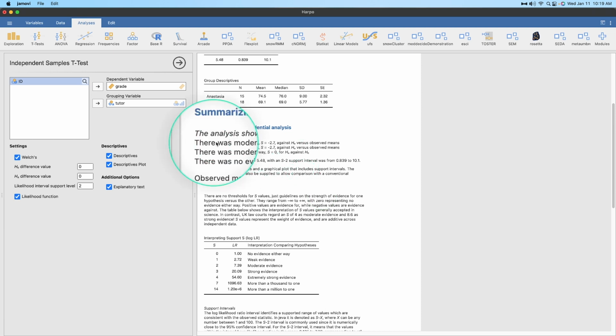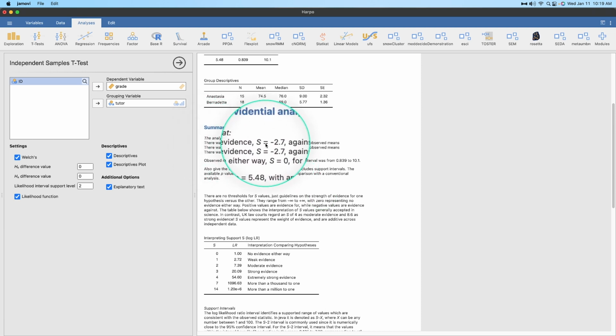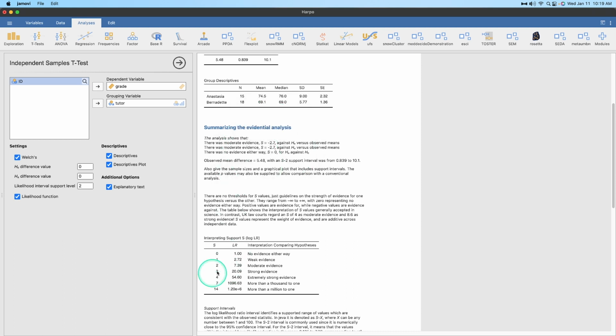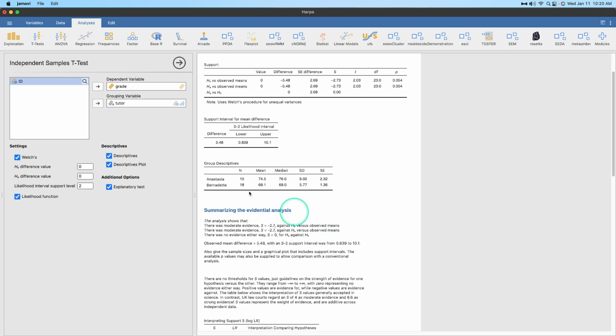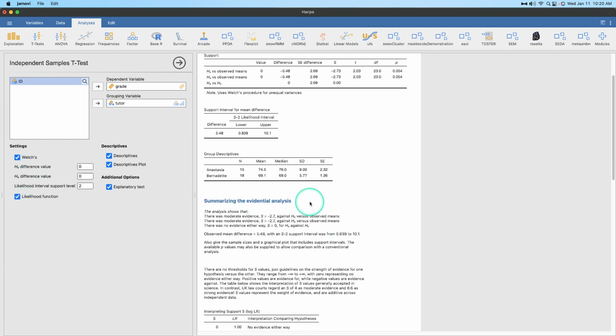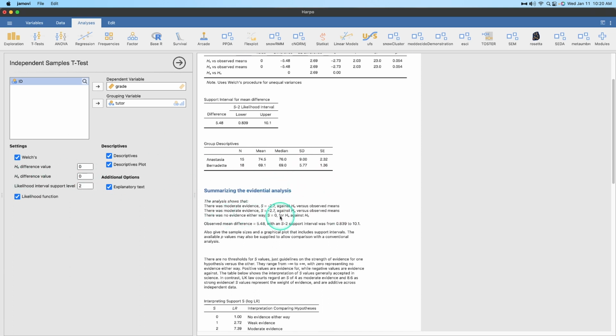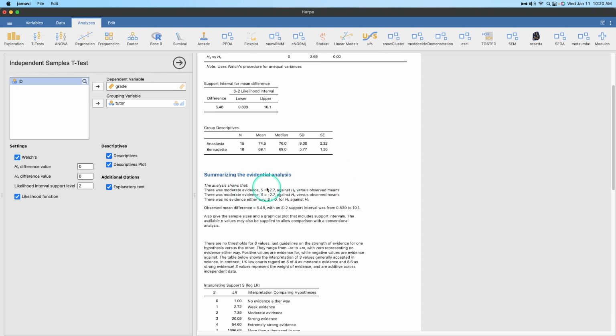Okay, the analysis shows that there was moderate evidence, S equals negative 2.7. This table down here is absolute value, so don't worry about my negatives. Against H0 versus observed means. Perfect. We can ignore the second one because this is just saying HA is the same difference, because we didn't set our value here. And then there was no evidence either way, S equals 0 for HA versus H0, and that's because those two values are the same, okay? So we can kind of ignore that one. So we have S of 2.7, right? And so if we go down here, S of 2, or in between 2 and 3, we get moderate evidence there, right?